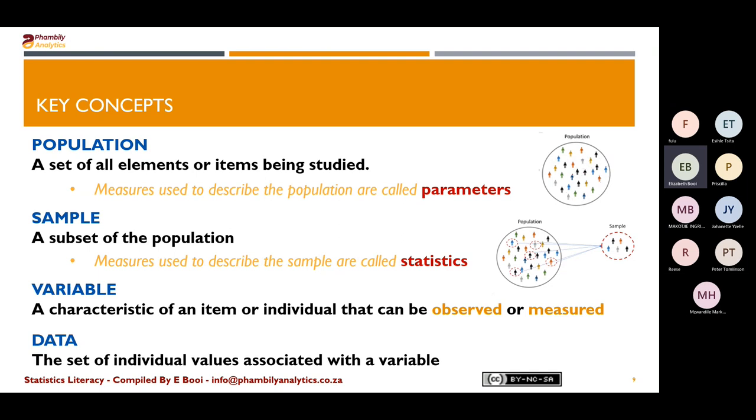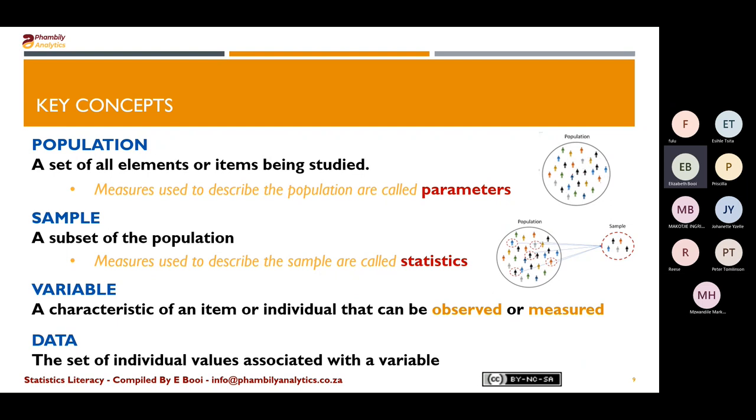Let's use the type, the brand of a car will be VW, Toyota, Mercedes, and so on. Those units are called data. There are values associated with the variable. Hence, you always use variable and data interchangeably.